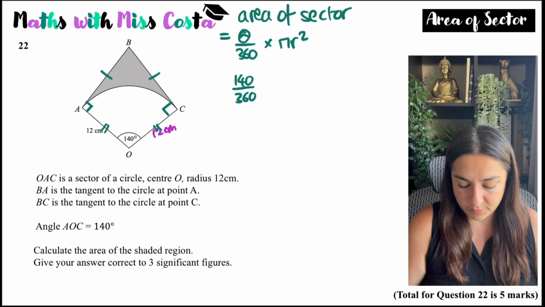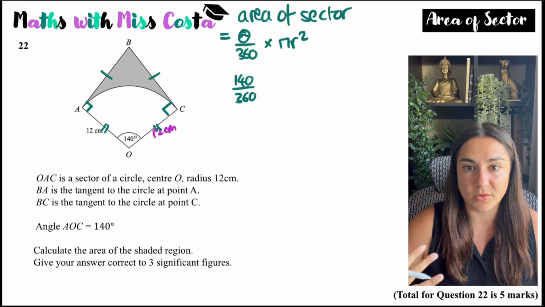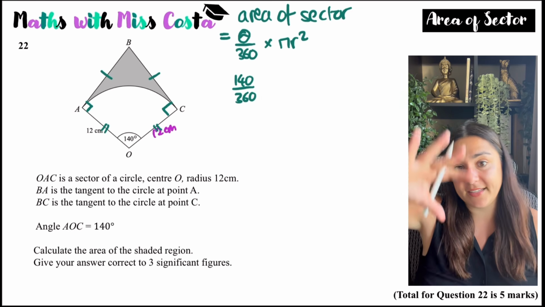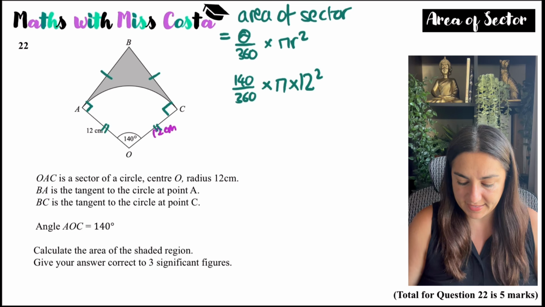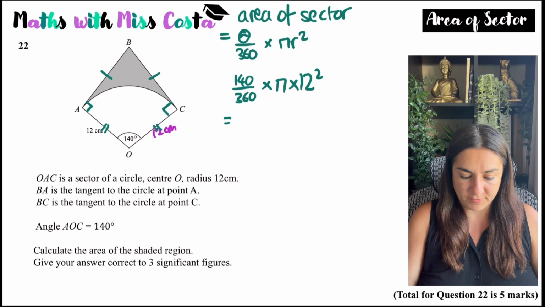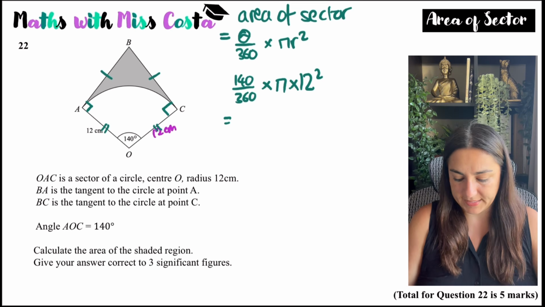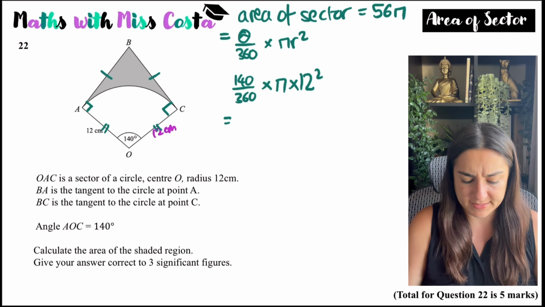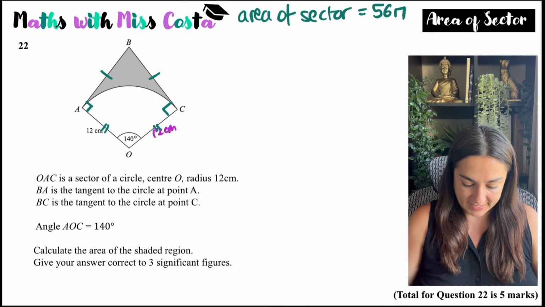If I simplified that, it would be 14 over 36, which would be 7 over 18. So it's 7/18 of the circle. That's why I do 7/18 times by the area of the whole circle, but I don't need to simplify it because I've got a calculator. So times by pi times by radius squared, that's going to give me the area of the sector. So let's just type that into my calculator and we'll save that information for later. So 140 over 360 times by pi times by 144 is 56 pi. It's always better to leave your things in terms of pi instead of writing all of the decimals out. So that's the first bit, the area of the sector.